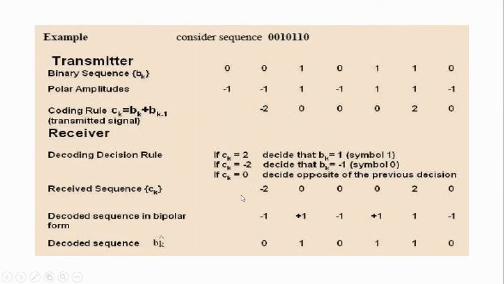And then we decode the binary sequence. If -1 it means 0, and +1 means 1. Here 0, here 1, here 0, here 1, here 1, and here 0. This is duobinary coding.